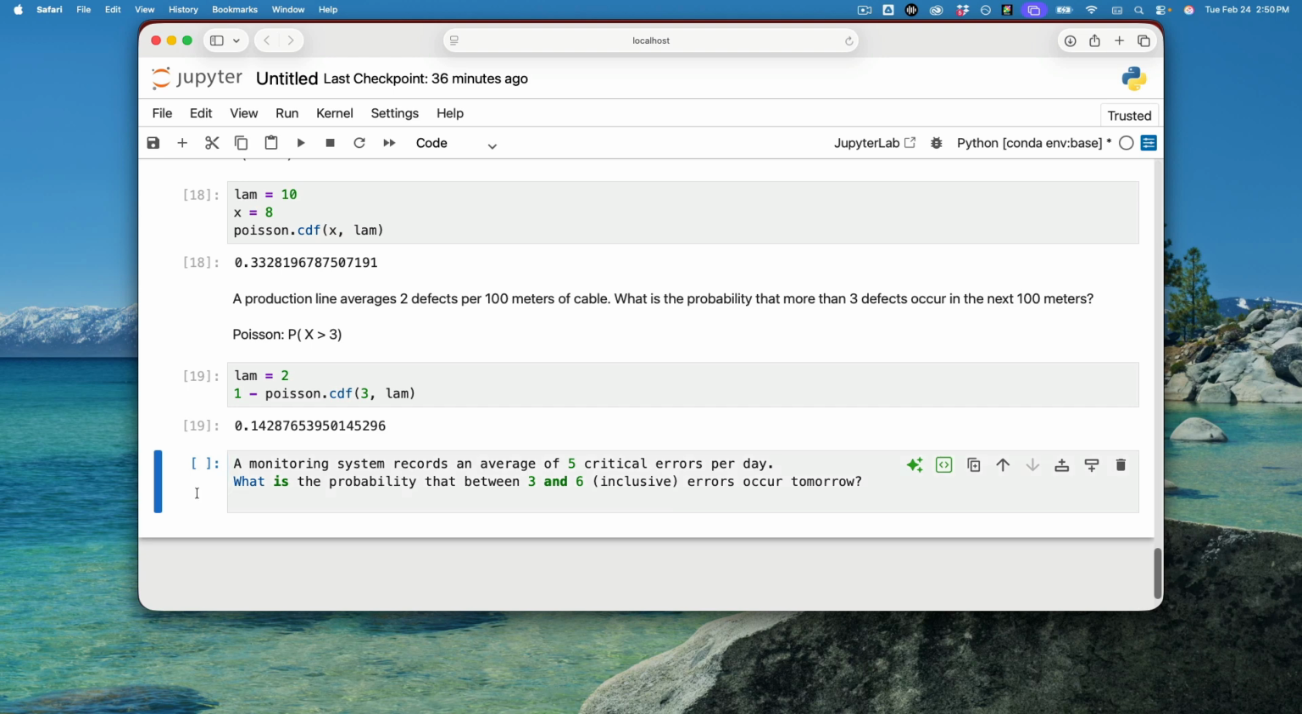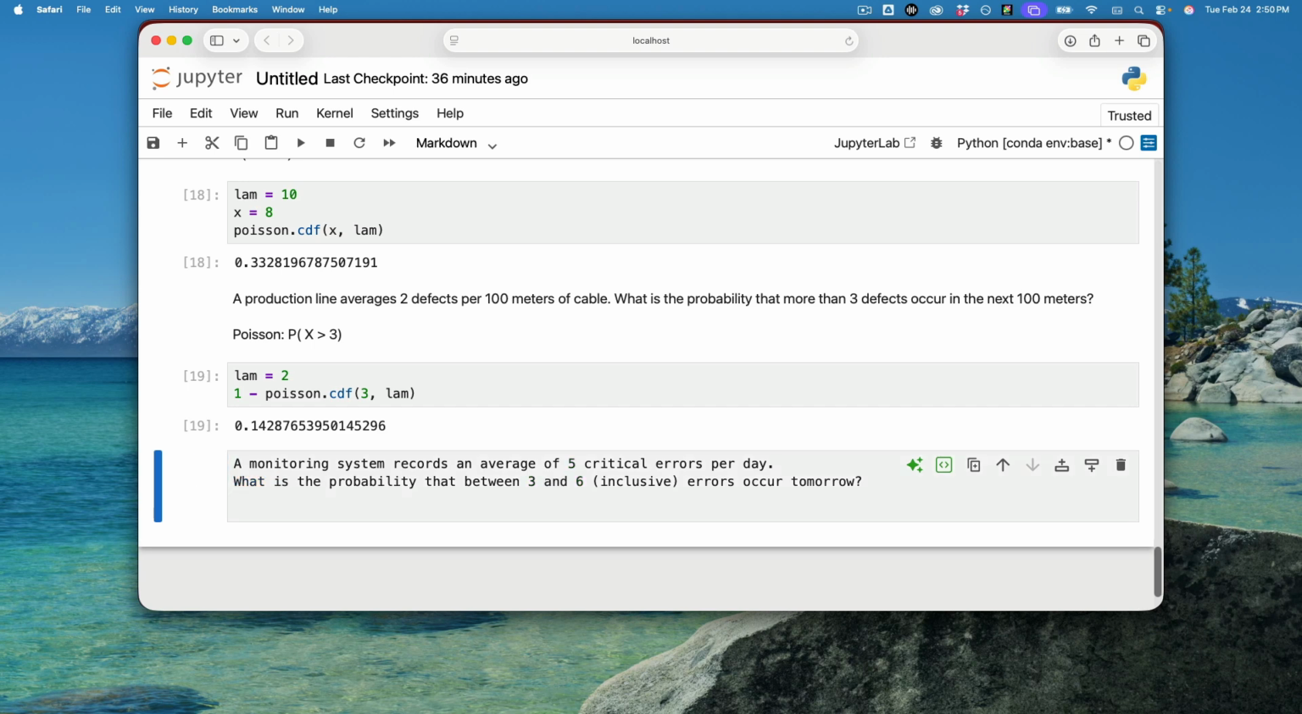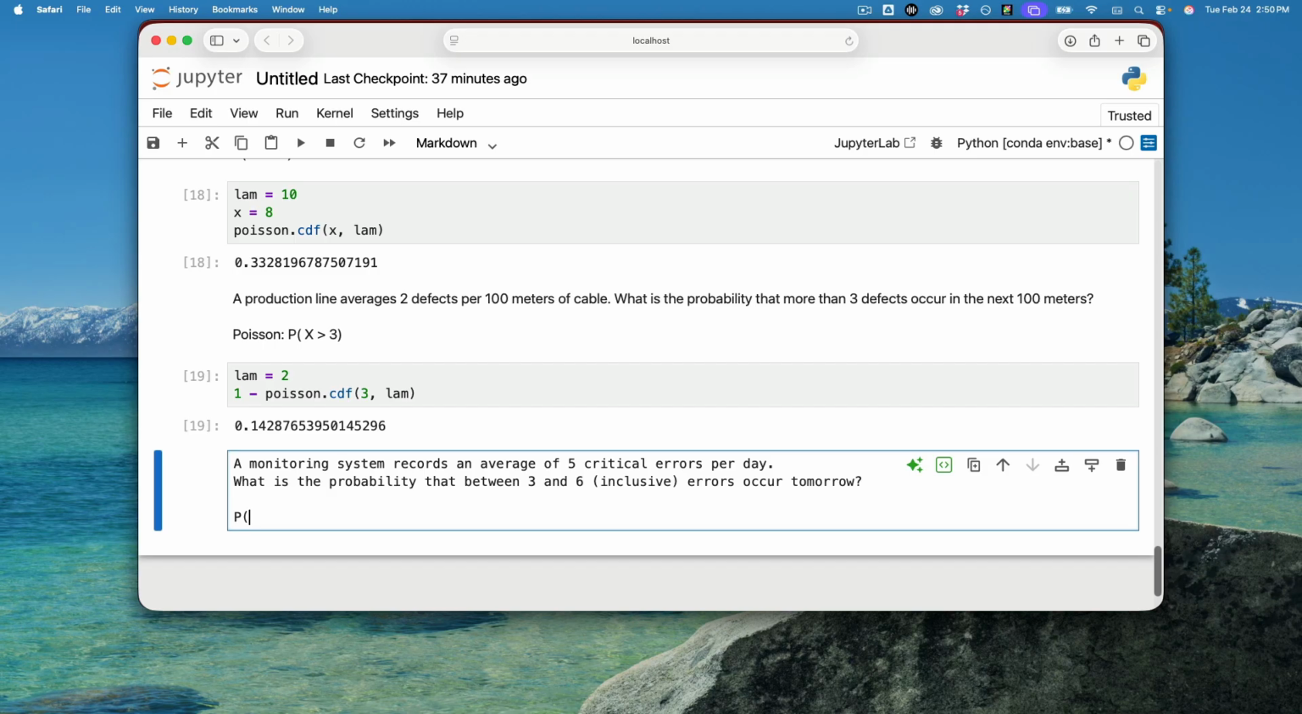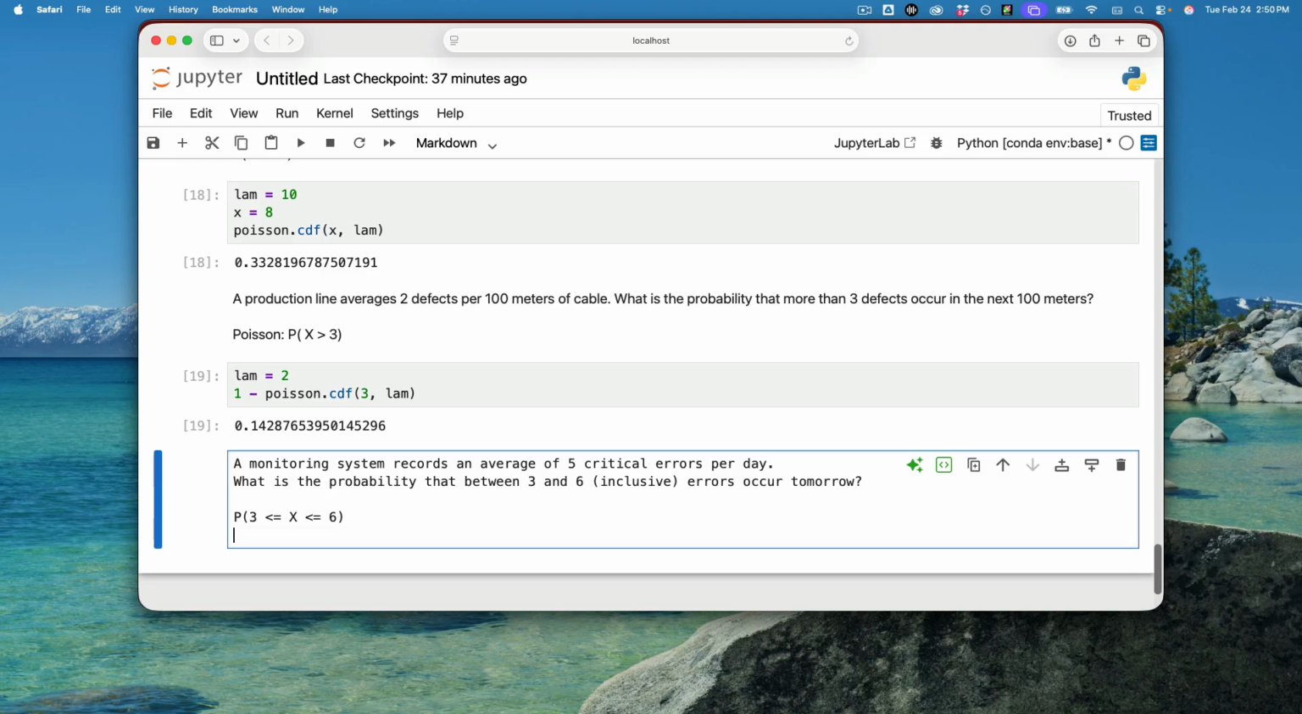A monitoring system records an average of 5 critical errors per day. What is the probability that between 3 and 6 inclusive? If it's not clear what I'm asking, between 3 and 6, I will tell you inclusive. So between 3 and 6. So that's very clear to us. It's Poisson, and then the probability of X between 3 and 6.